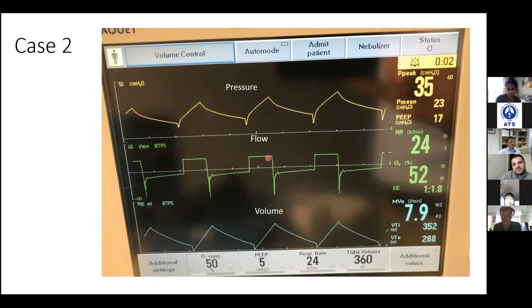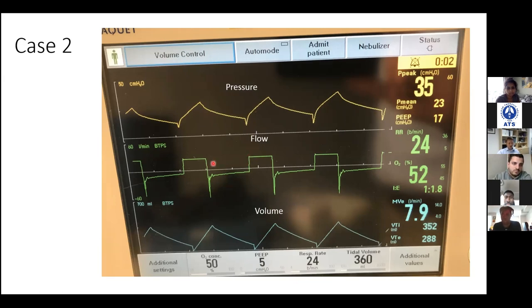So the flow, if I was to only have one waveform, I think I'd take the flow waveform. Not to say that the others are inappropriate, but volume rarely is going to give you much in the way of information. The second most important, I would say, is the pressure waveform. Now, we know that this is volume control because it says it up here. But the other way we can tell is because you see here that this flow rate is absolutely rock steady.